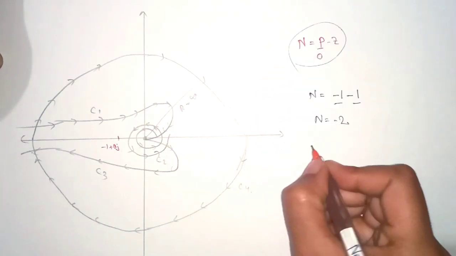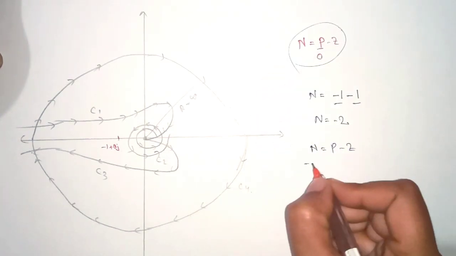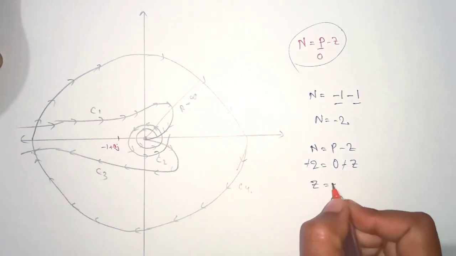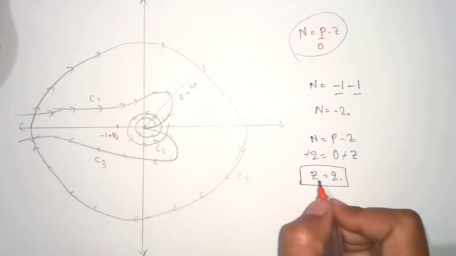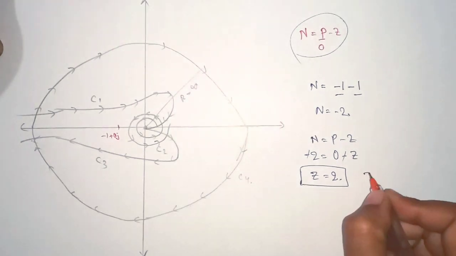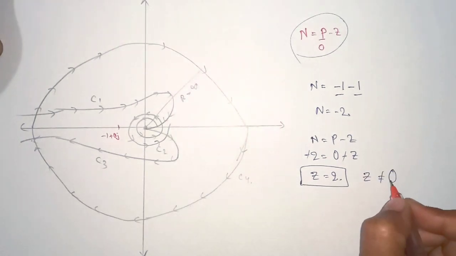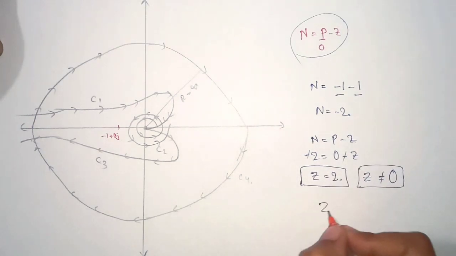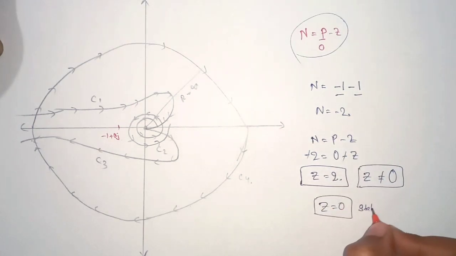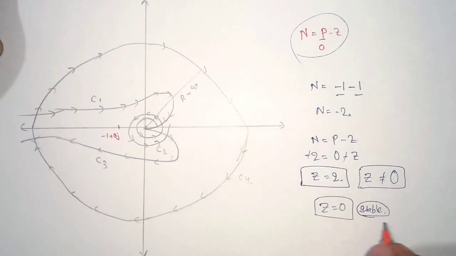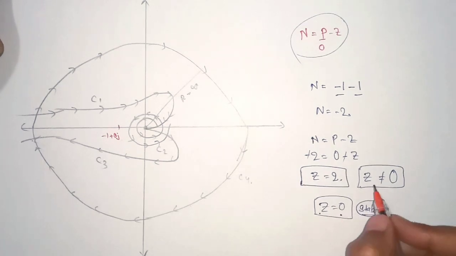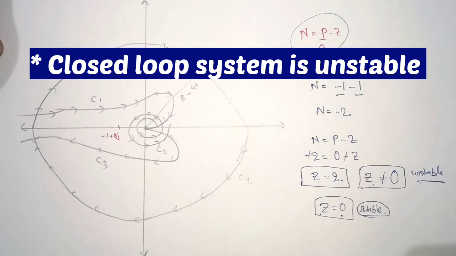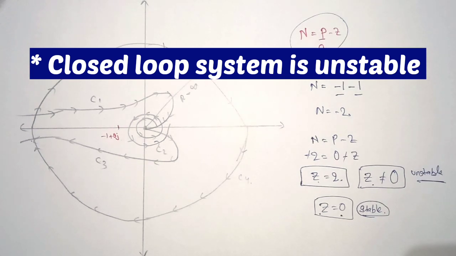So if we substitute in this equation, N is equal to P minus Z, that is minus 2 is equal to 0 minus Z, minus minus will get cancelled, and we will get Z is equal to 2. So this given system is not stable, because Z should be equal to 0 to be stable. When Z is equal to 0, it will be a stable system. So to get a stable system, Z should be equal to 0, and if Z is not equal to 0, it is unstable. Hence, this is about the stability of the system.